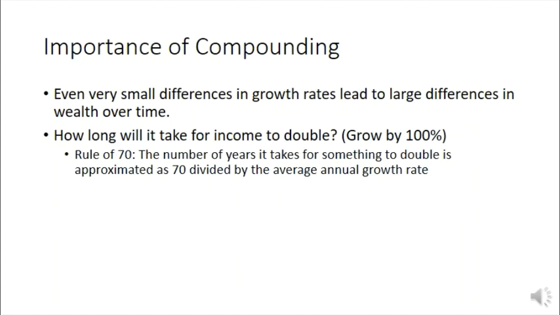Now, compounding is mathematically complex. Luckily, we have a simple rule for how it works. It's the rule of 70. This is a heuristic, an approximation, it's not exact, for how long something takes to double. The rule of 70 says the amount of time it takes to double is about equal to 70 over the growth rate. And I say about equal, this is an approximation, it's not exact.